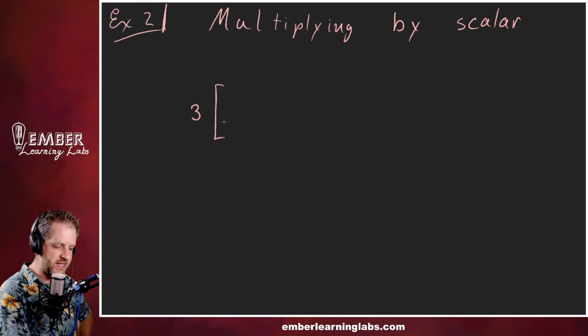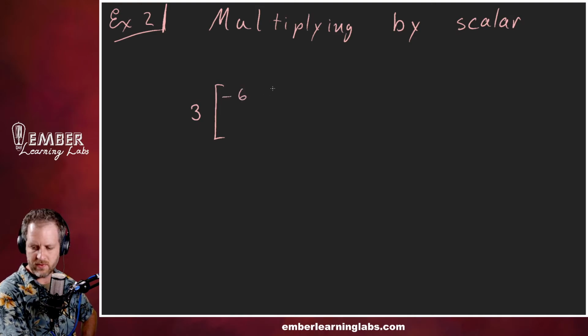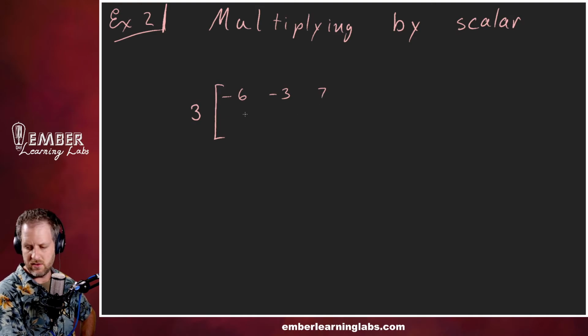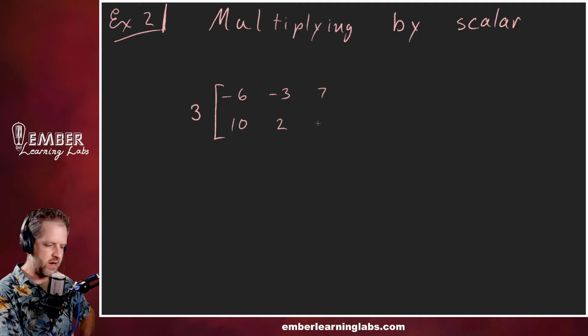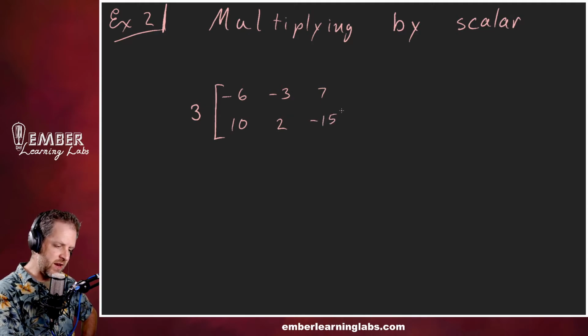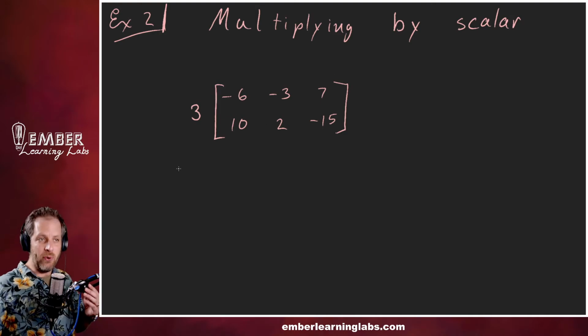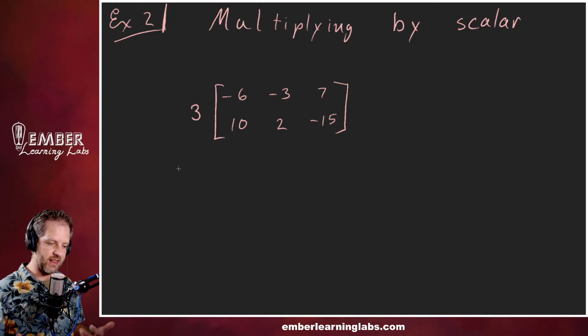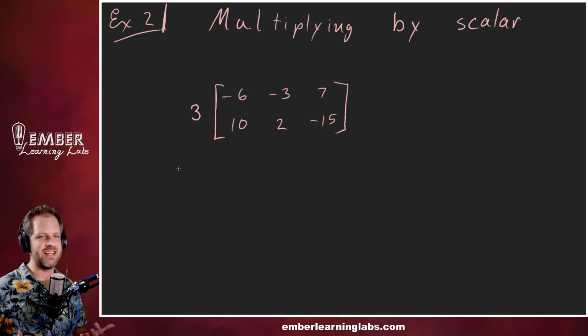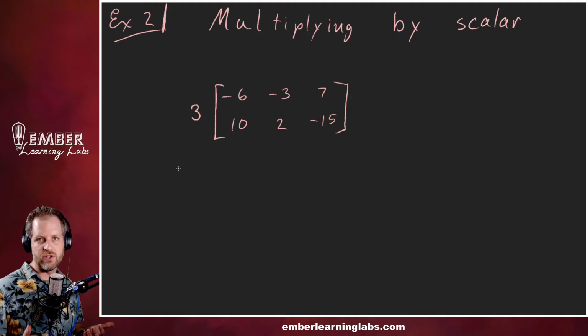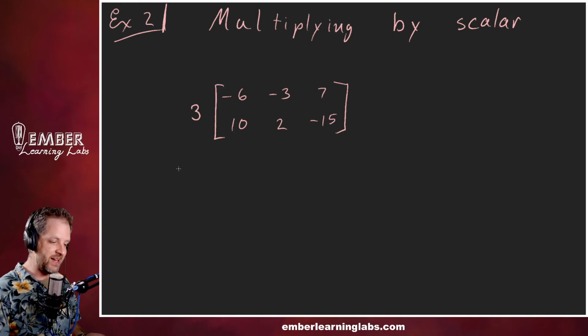So we're going to multiply 3 times the matrix negative 6, negative 3, 7, 10, 2, negative 15. Now, even if this is your first time seeing multiplying a matrix by a scalar, you could probably guess what to do, because at this point we've seen a lot of things that work out similar to this, because you essentially distribute it.